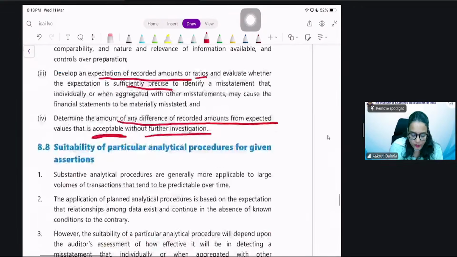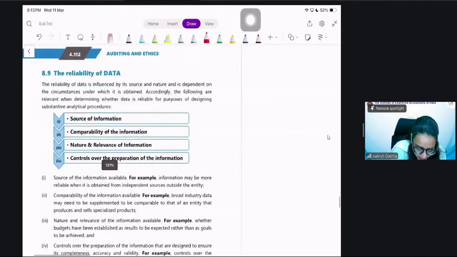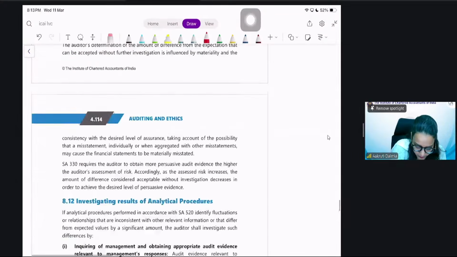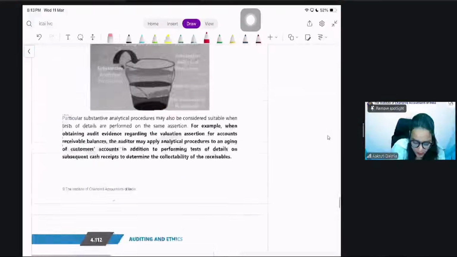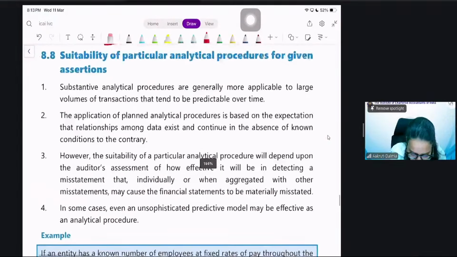Each of this has a separate answer. So each thing, suitability, reliability कैसे check करेंगे, expectation कैसे create करेंगे, and amount of difference. This is fully given as a separate answer. Okay. So this we'll study individually.